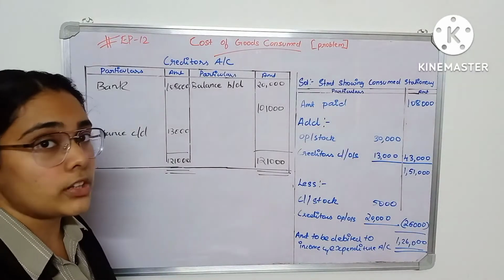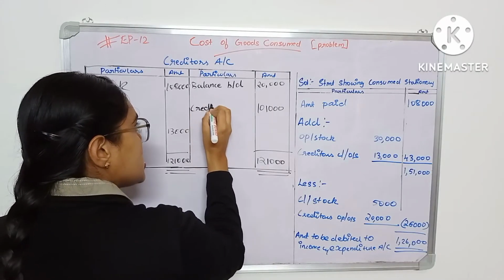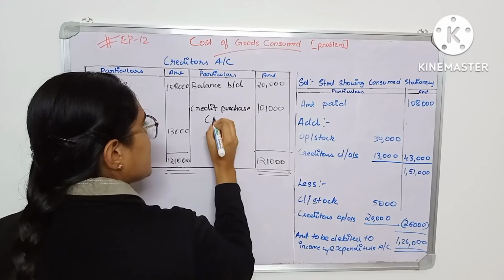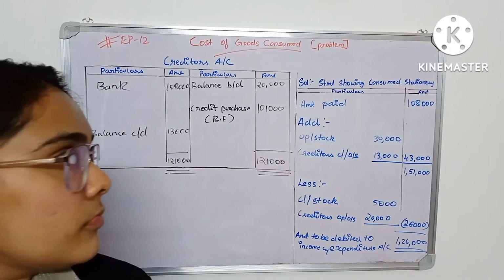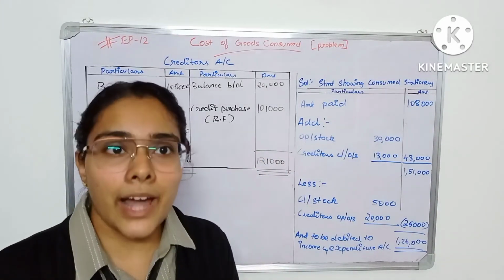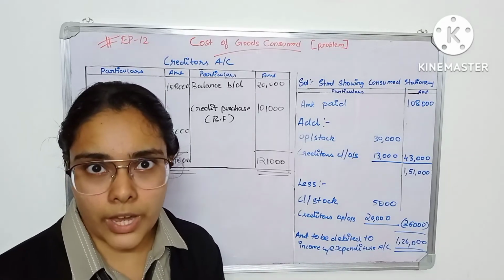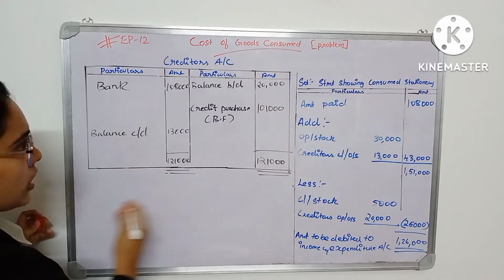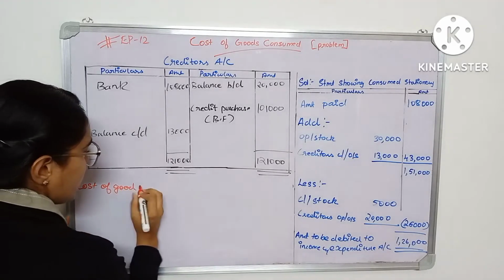That will be your credit purchase, the balancing figure. So you have prepared the creditors account and found out the credit purchase. Now you have to apply the formula, that is opening stock plus purchases less closing stock. Now I am going to apply that formula. What is the formula? To find out the cost of goods consumed.